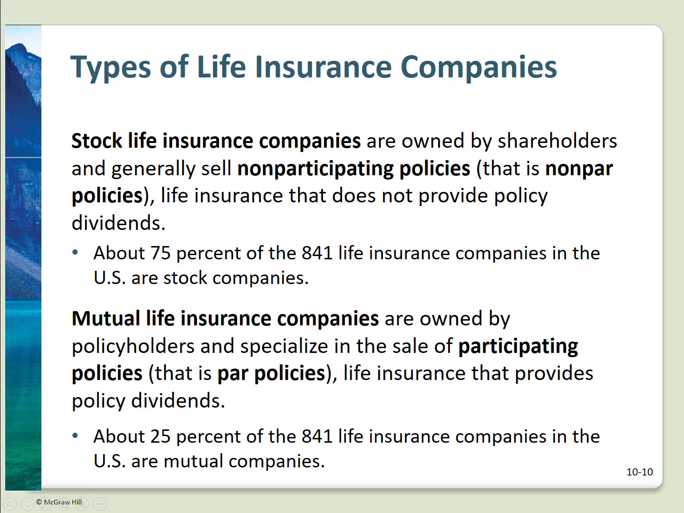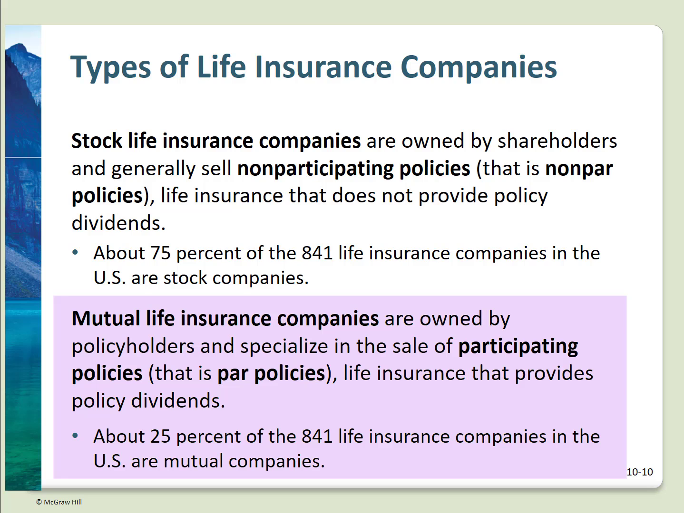When looking for insurance, you'll be presented with 2 types of insurance companies, stock life and mutual life. Stock life insurance companies are the most common. They are owned by the shareholders. Stock life policies are called non-par or non-participating. If you want to pay the same premium every year, choose non-par. About 75% of policies are stock life.